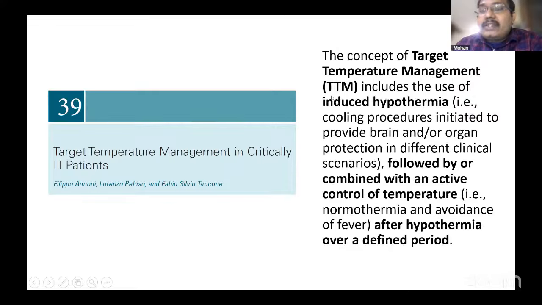The book says it includes the use of induced hypothermia followed by, or combined with, an active control of temperature after hypothermia over a defined period. So we have two major components. One is that we induce hypothermia. At the same time, it is followed by active control of temperature. So what does this active control of temperature mean? It includes maintaining normothermia as well as avoidance of fever.